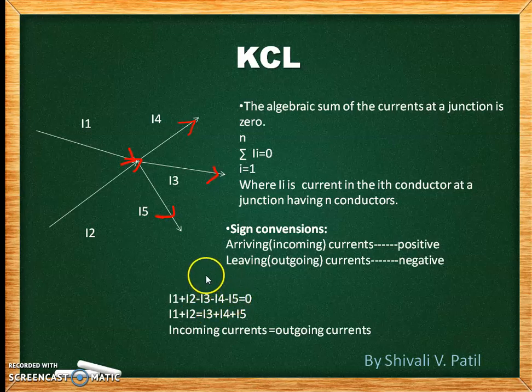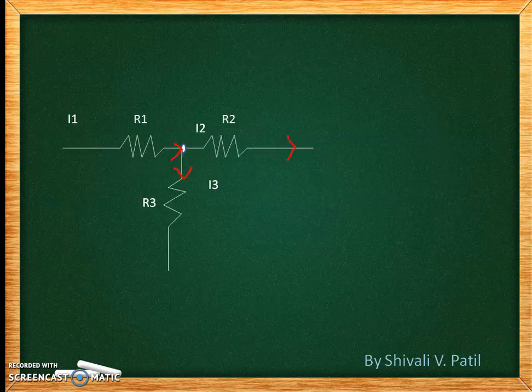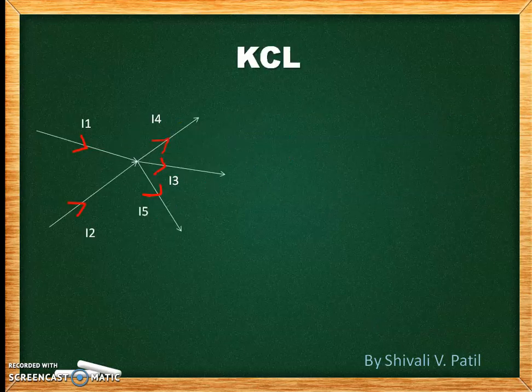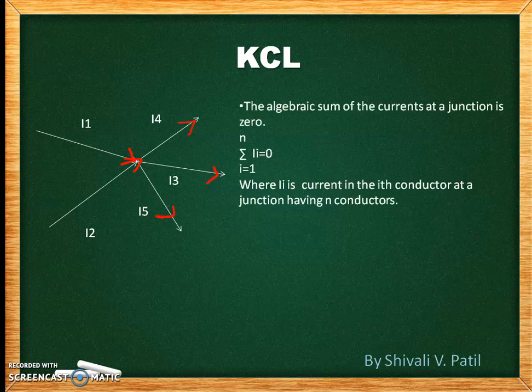I3, I4 and I5 have a negative sign. If we transfer them to the right side of the equal to sign, then we get I3 plus I4 plus I5. I1 and I2 are incoming currents, I3, I4, I5 are outgoing currents. Therefore, incoming current is equal to outgoing current. So remember, Kirchhoff's first law, that is Kirchhoff's current law, is consistent with conservation of electric charge.